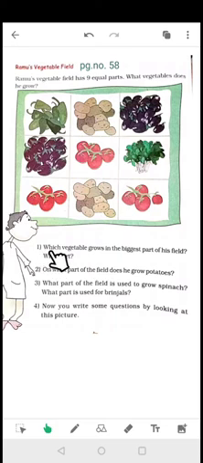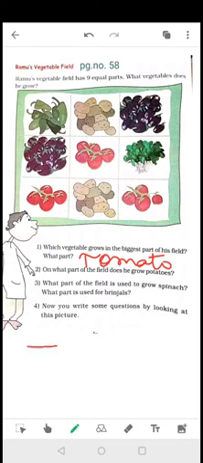Question number 1. Which vegetable grows in the biggest part of his field and what part? From here we have to see which vegetable is growing in most of the part. Tomato is there in 3. So the vegetable that grows in the biggest part of his field is tomato. What part? As I said, first we have to draw.